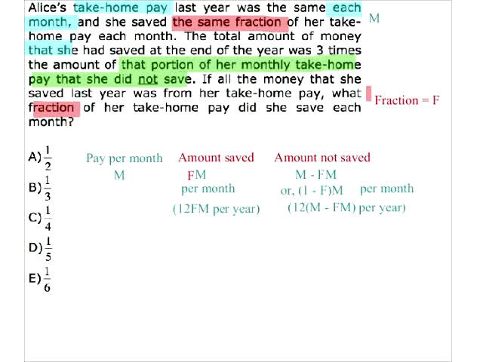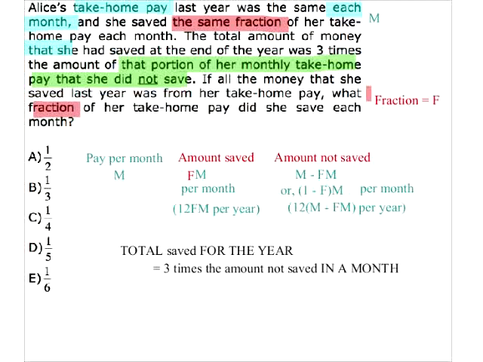So the total amount of money that's saved at the end of the year, the total saved for the year, is 3 times what? Be very, very, very careful. It's 3 times what? Yeah, it's 3 times the amount not saved per month. It's not for the whole year. So it's 3 times the amount not saved in a month, because it's the portion of the monthly.